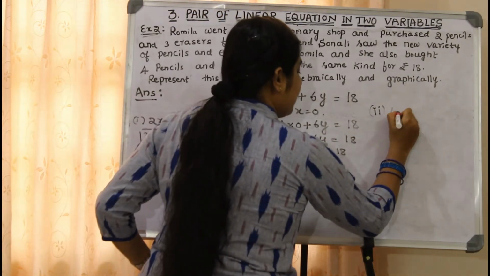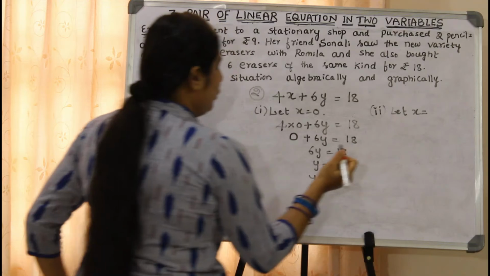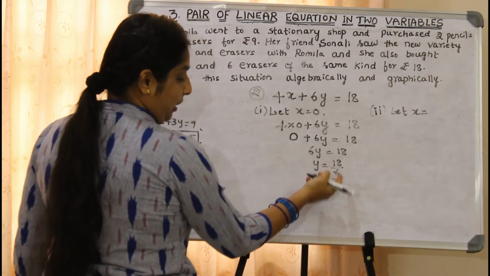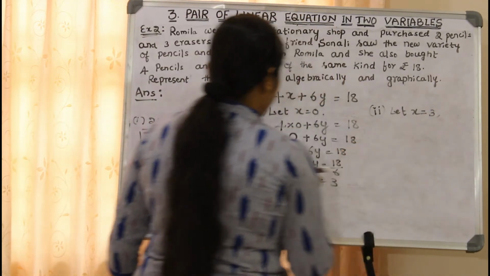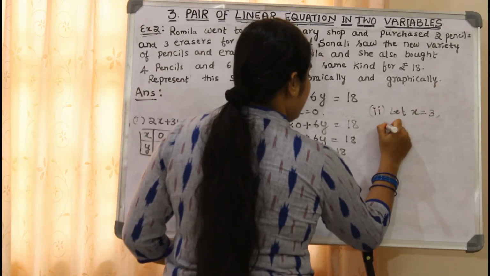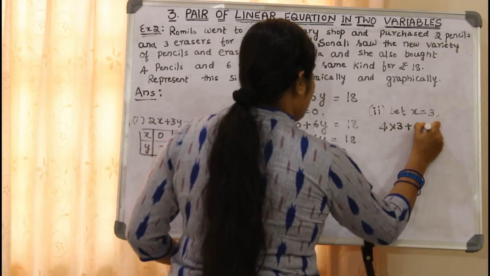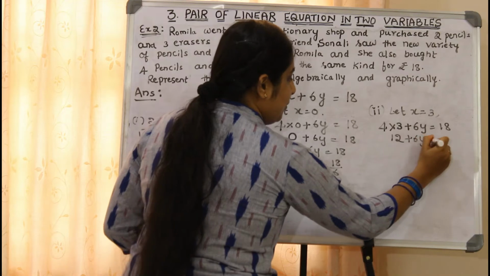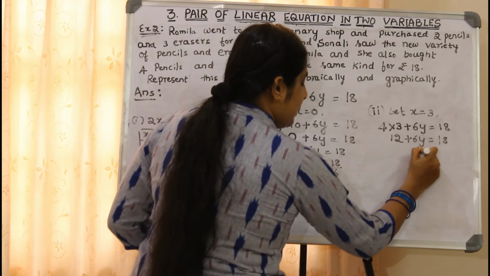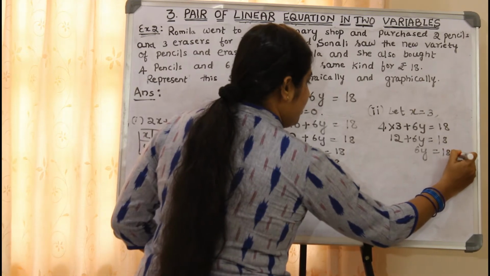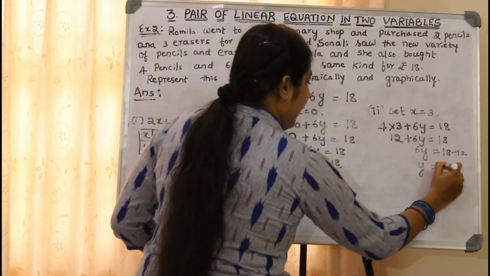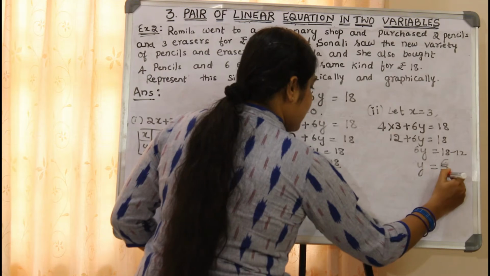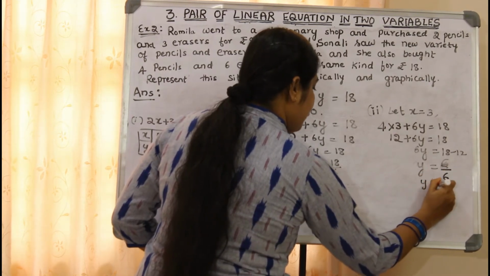So let x be equal to 3, because it has to again divide by 6. So this will become again 4 into 3 plus 6y is equal to 18. So this will become 12 plus 6y is equal to 18. 6y is equal to 18 minus 12. y is equal to 18 minus 12, which is 6. 6 by 6, or y is equal to 1.